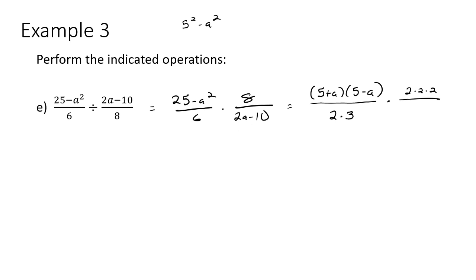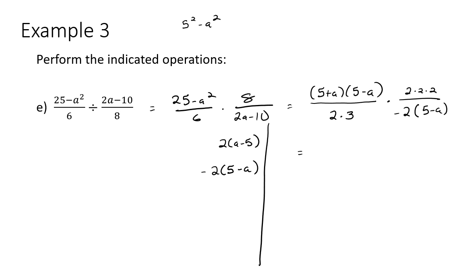And then for the 2a minus 10, let's pay attention to what's happening here. If I factored out just a 2, I would be left with 2 times a minus 5. But once again, this is a flipped version of a factor that we see in the numerator, 5 minus a. So instead, I'm going to factor out a negative 2 to change the signs of the terms on the inside of the parentheses. So that would be a negative 2 times 5 minus a.